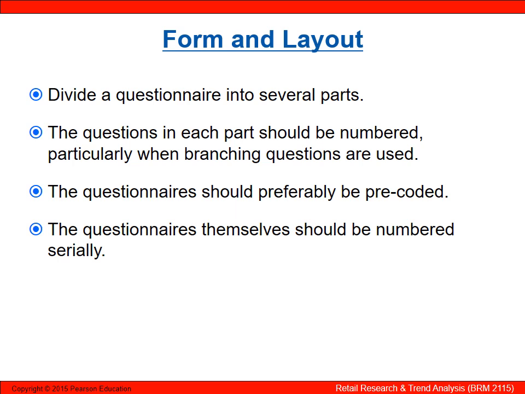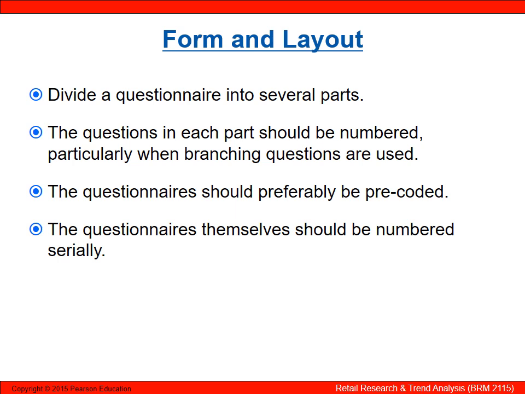Several parts may be needed for questions pertaining to the basic information. The questions in each part should be numbered, particularly when branching questions are used. Numbering of questions also makes coding of responses easier. The questionnaires themselves should be numbered serially. This facilitates the control of questionnaires in the field as well as the coding and analysis. Numbering makes it easy to account for the questionnaires and to determine if any have been lost.